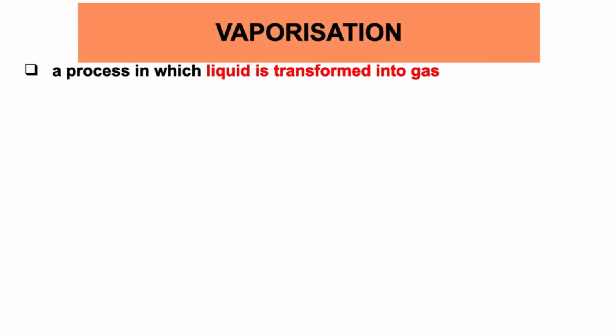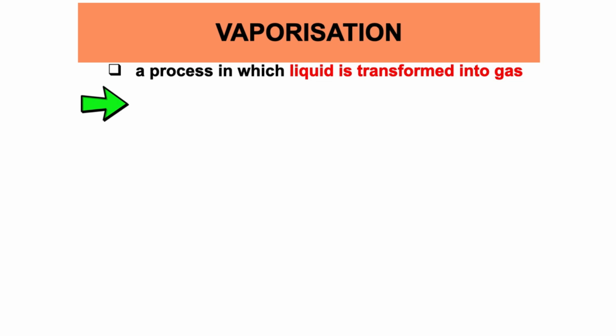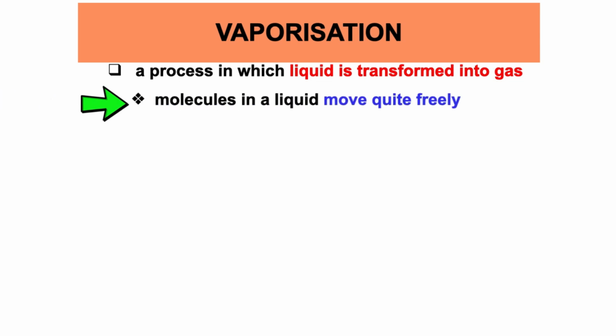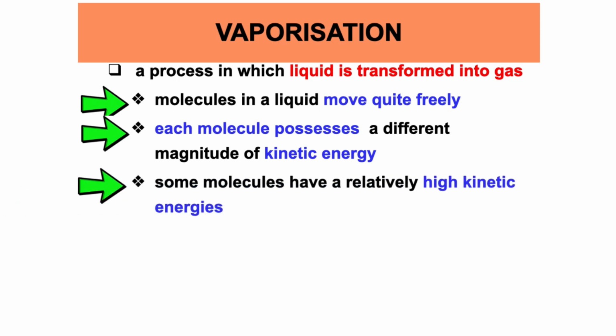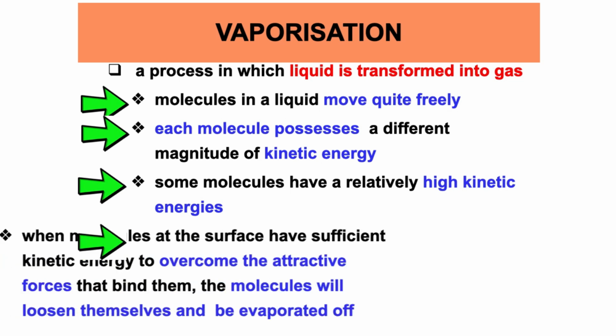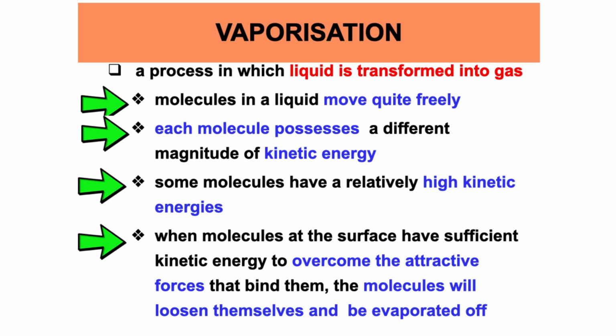How does the vaporization process occur? According to the kinetic molecular theory, liquid molecules gain energy and move quite freely. Each molecule possesses a different magnitude of kinetic energy, but some molecules have relatively high kinetic energies compared to the others. When molecules at the surface have sufficient kinetic energy to overcome the attractive forces that bind them, the molecules will loosen themselves and evaporate off into a gas.